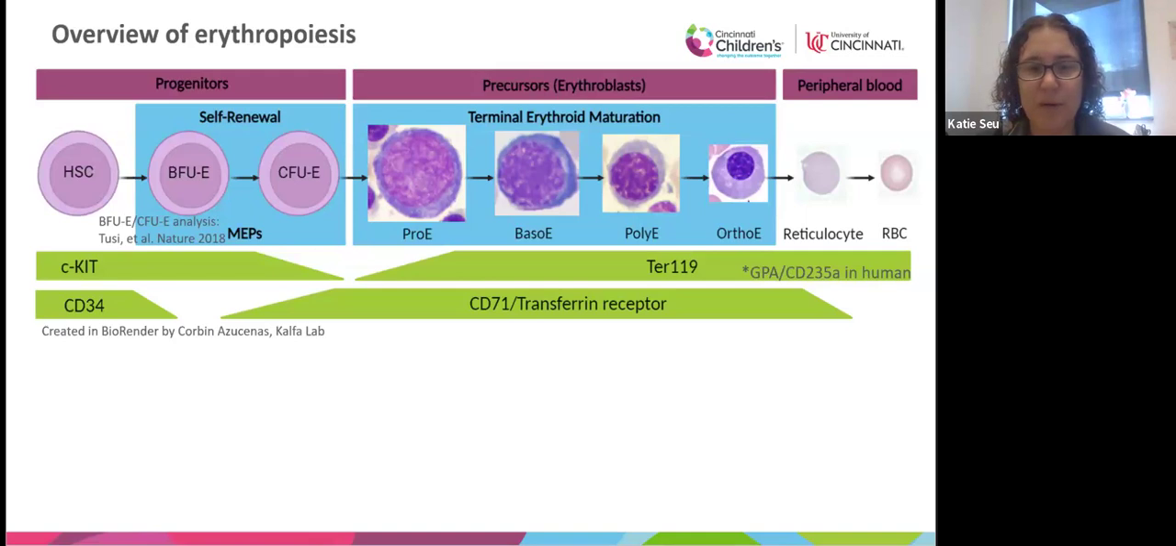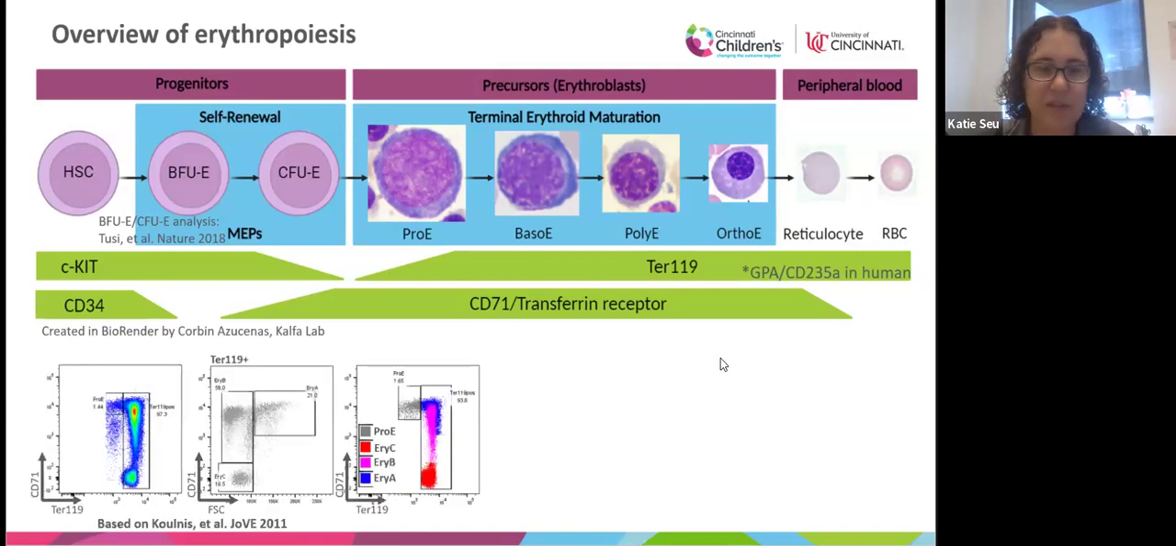But if you want to study processes that are happening in terminal erythropoiesis, it's helpful to be able to identify the different stages. And so even though this is an imaging flow cytometry talk, I wanted to start by touching on methods that we already have using traditional flow cytometry to identify terminal erythroid precursors. And so this has obviously relied heavily on the presence of these markers CD71 and TER119 that I mentioned.